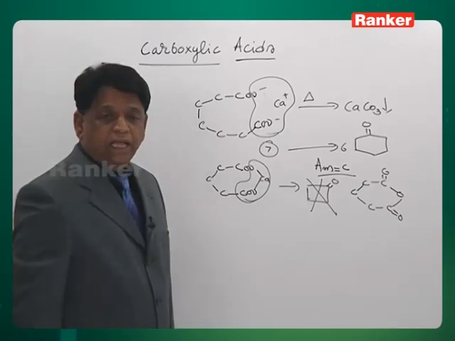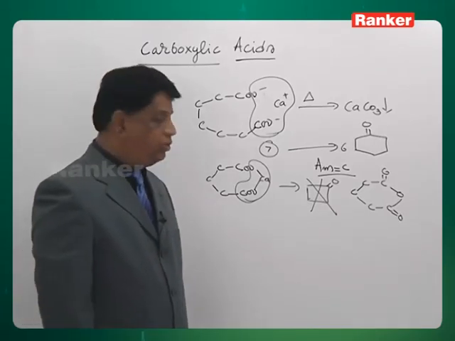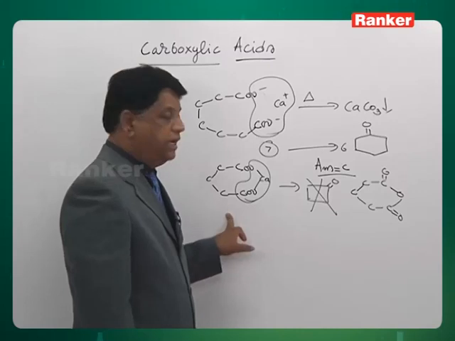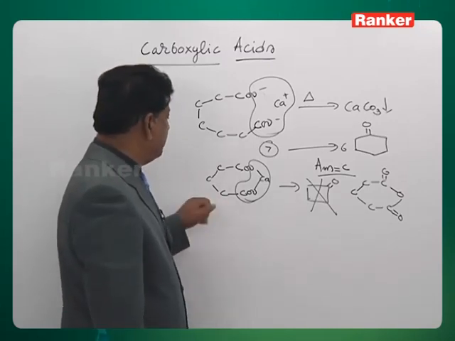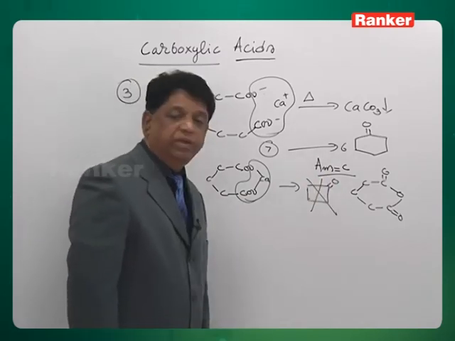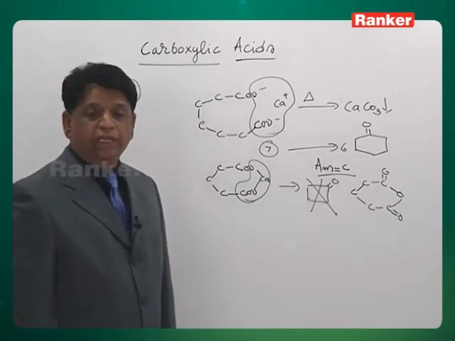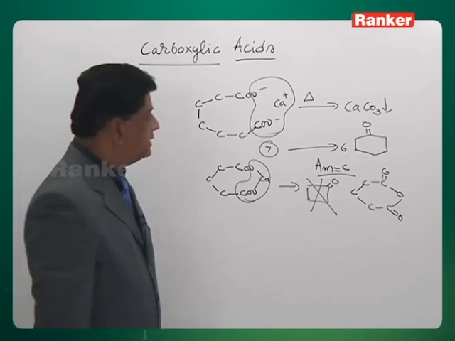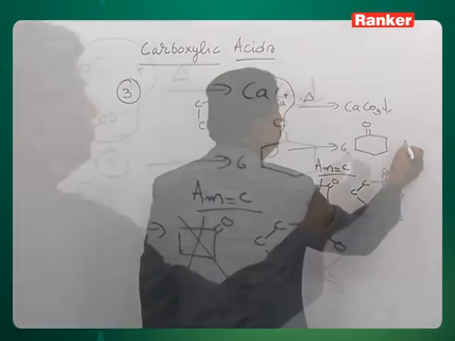So the cyclic acid anhydride B is also the right answer in the case of calcium adipate, calcium glutarate. So from adipic acid onwards, these types of calcium salts will give the ketones, that is, a cyclic ketone is the answer. C is the right answer.